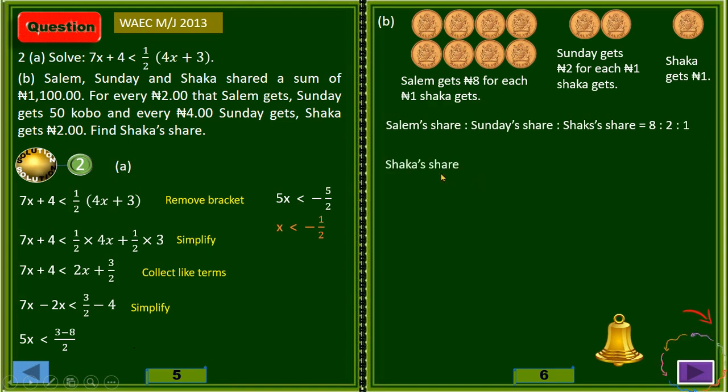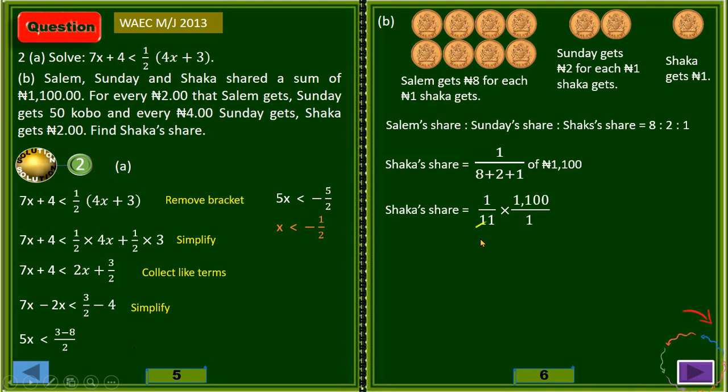So now we're going to find Shaka's share. That is 1 out of the total we have here. The total is 8 plus 2 plus 1, of 1,100. So his own share of the money will be 1 out of 11 times 1,100, which is very easy to divide. Shaka's share of the money would then be 1 times 100. That gives us 100 naira. That would be his share of the money.